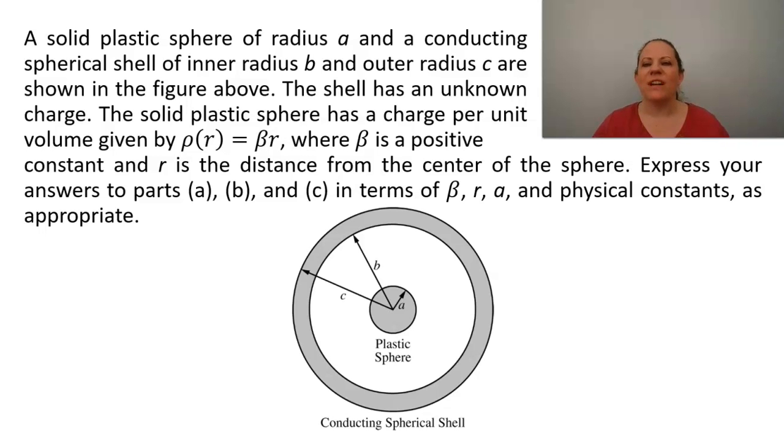A solid plastic sphere of radius A and a conducting spherical shell of inner radius B and outer radius C are shown in the figure above. The shell has an unknown charge. The solid plastic sphere has a charge per unit volume given by rho of R equals beta times R, where beta is a positive constant and R is the distance from the center of the sphere. Express your answers to parts A, B, and C in terms of beta, R, A, and physical constants as appropriate.